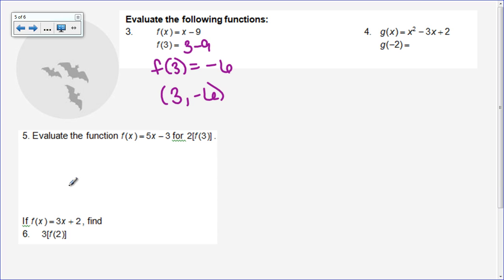So number 4, it's a little interesting. They have g of x, and then we have x squared minus 3x plus 2. This means the same thing as f of x. It's just a different letter. You just need to get used to seeing different letters. It's okay that it's a g and not an f. It means the same thing.